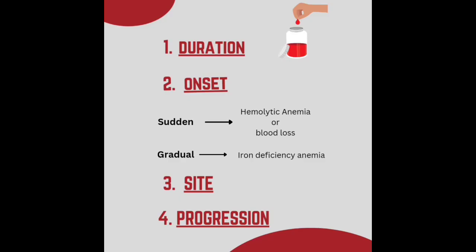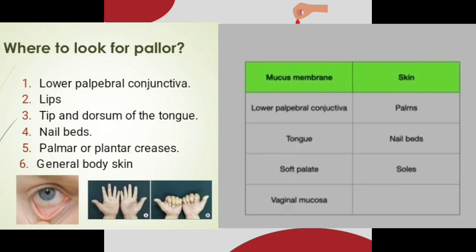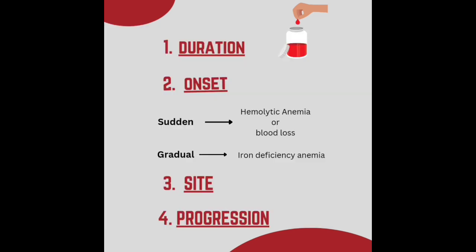Following the mnemonic DOSE PAR, first of all you have to ask about the duration, then onset, whether it is sudden or gradual. If it is sudden, then think about hemolytic anemia or blood loss, and if it is gradual, then iron deficiency anemia. Then ask about the site, where to look for pallor: lower palpebral conjunctiva, lips, tip and dorsum of the tongue, nail beds, palmar or plantar crease, general body skin. Then inquire about the progression.